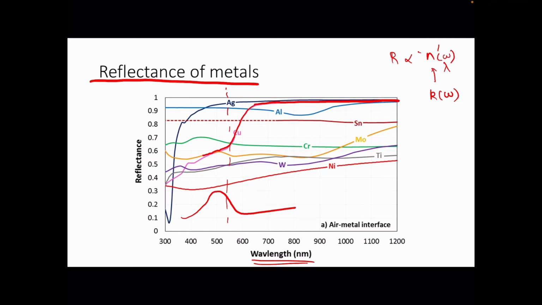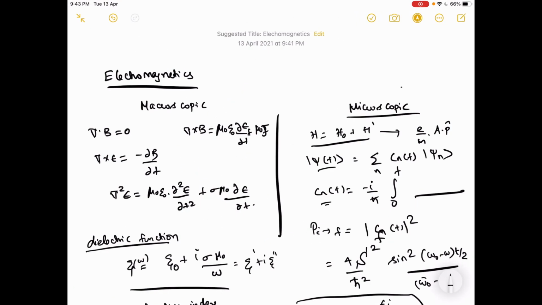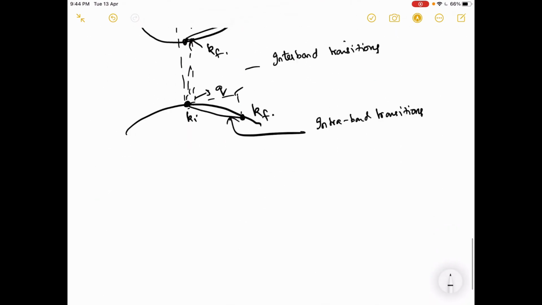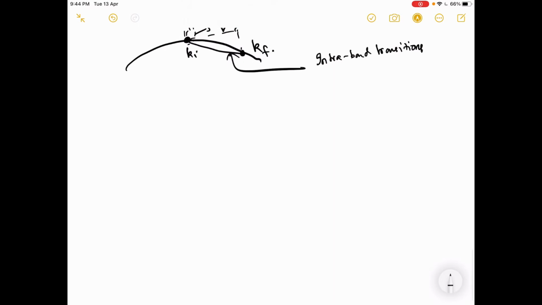So one has to understand why this happens. To do this, we have to once again go back to our treatment and see how we reconcile with our measurements of reflectivity of metals. Why do metals reflect so much, right? And why don't semiconductors reflect? What happens? What's the difference, right? For that, very quickly we are going to deal with what is called the Drude model of optical conductivity.